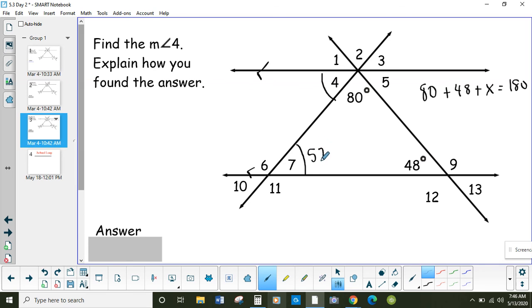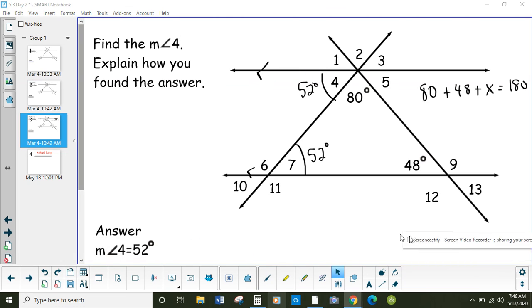If this is 52 degrees, this has to be 52 degrees also. This is one way to do this answer. Yes, there are other ways, but we're going to call that good.